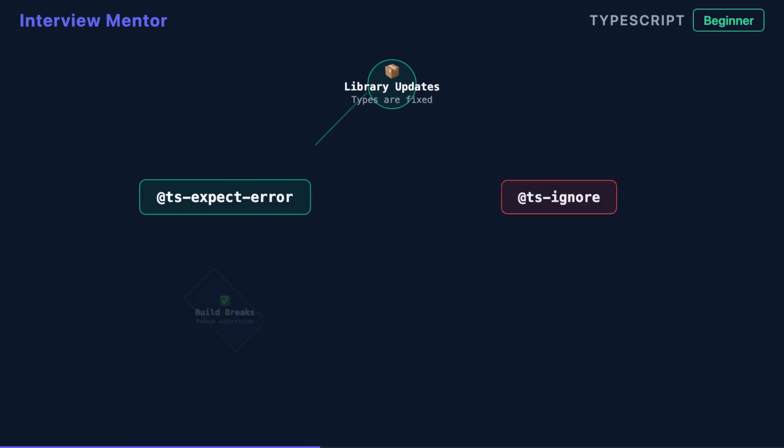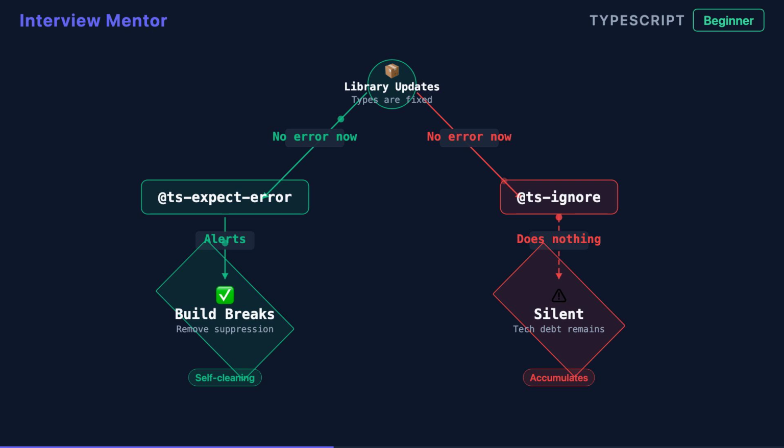Why does this matter? Imagine you suppress an error because a third-party library has incomplete types. Later, the library updates with proper types, fixing the issue. With TS-expect-error, your build breaks with a helpful message saying the suppression is no longer needed. You remove it and move on. With TS-ignore, nothing happens. The suppression sits there forever, accumulating technical debt and hiding potential issues.